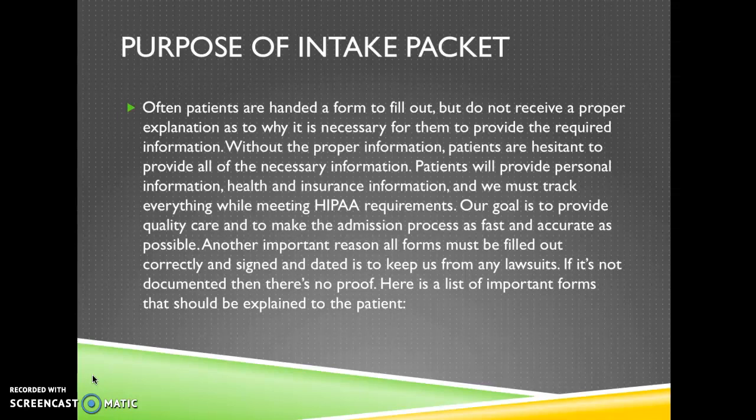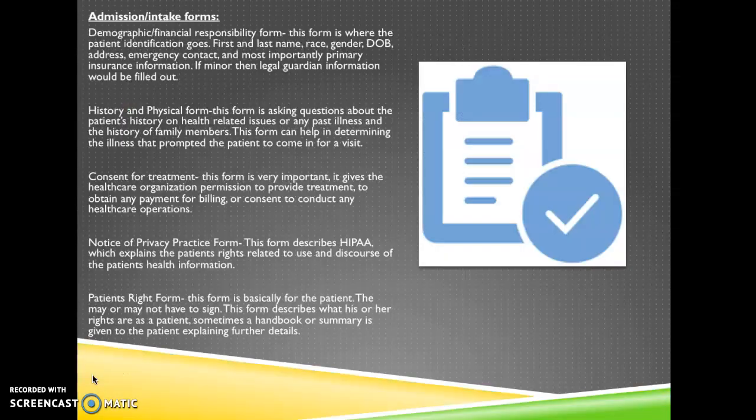Here is a list of important forms that should be explained to the patient. The admission intake forms. Demographic financial responsibility form. This form is where the patient identification goes. First and last name, race, gender, date of birth, address, emergency contact, and most importantly, primary insurance information. If it's a minor, then legal guardian information would be filled out.